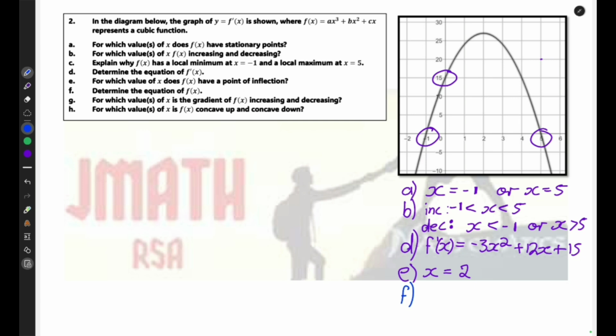F, determine the equation of the original. Okay, so like we just did in the previous slide, there's 2 ways to do this. I'm going to take the long way, but you can do antiderivative if it makes sense. I am just doing the one that most people like more.